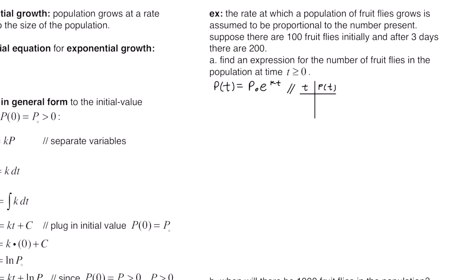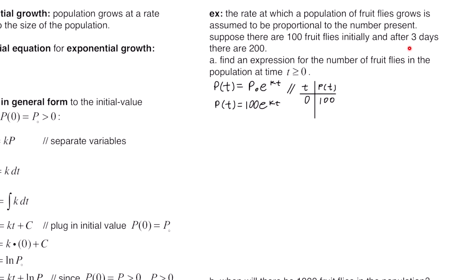We have P of t equals P naught e to the kt, and then I set up a little chart, a t and then P of t chart. It says there are 100 fruit flies initially. So that means at time t equals 0, there are 100 fruit flies. So we're going to plug this in. This is our initial population right here. So now we have the equation P of t equals 100 times e to the kt.